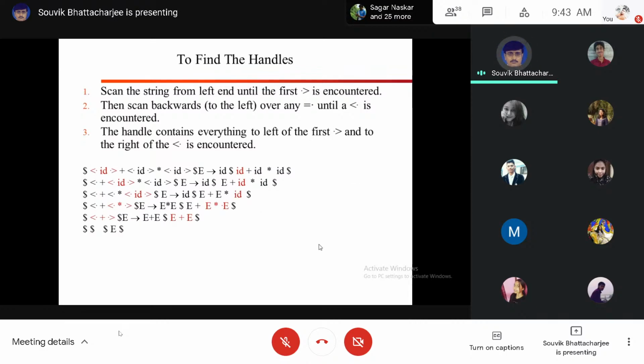Now, you just see how to get these things. That means to find the handles. Scan the string from left end until the first greater precedence is encountered. Then scan backwards to the left over any equals precedence until a less than precedence is encountered. The handle contains everything in between the greater precedence and the less precedence. These are the handles.